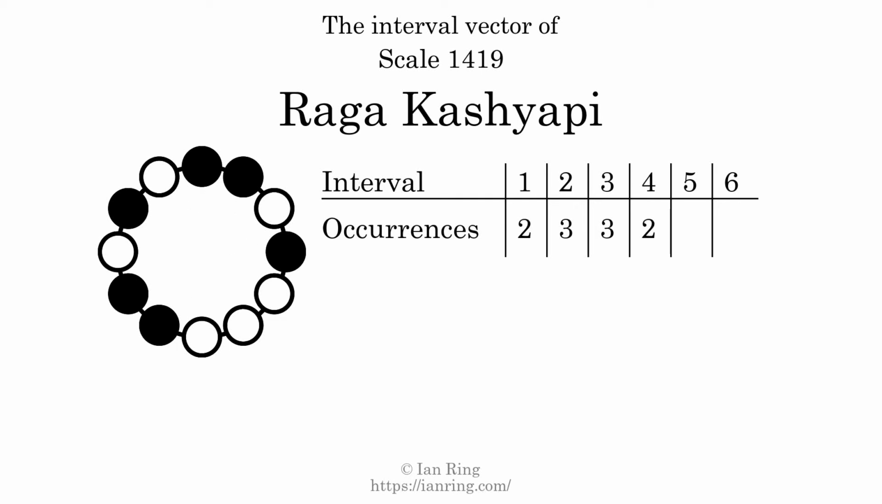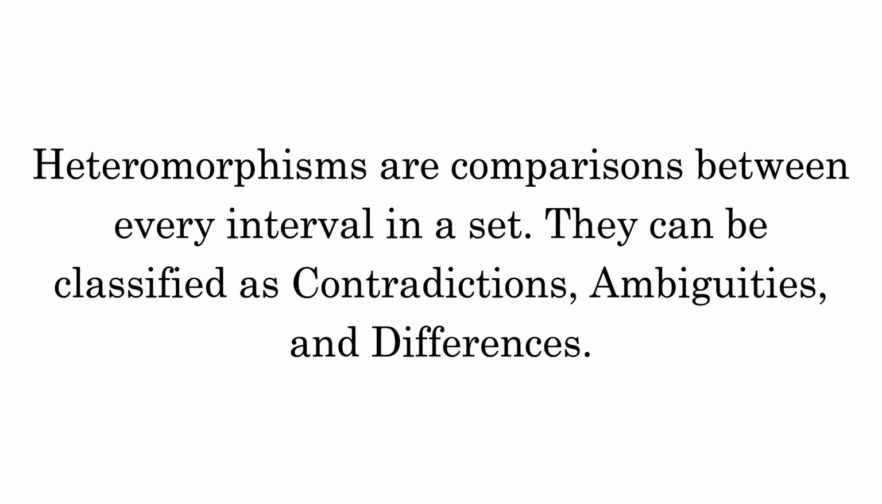There are 2 intervals with the size of 4 semitones. They are here and here. There are 4 intervals with the size of 5 semitones. They are here, here, here, and here. There is 1 interval with a size of 6 semitones. It is here. Each interval does not appear in this scale a unique number of times, so this is not a deep scale. Heteromorphisms are comparisons between every interval in a set.